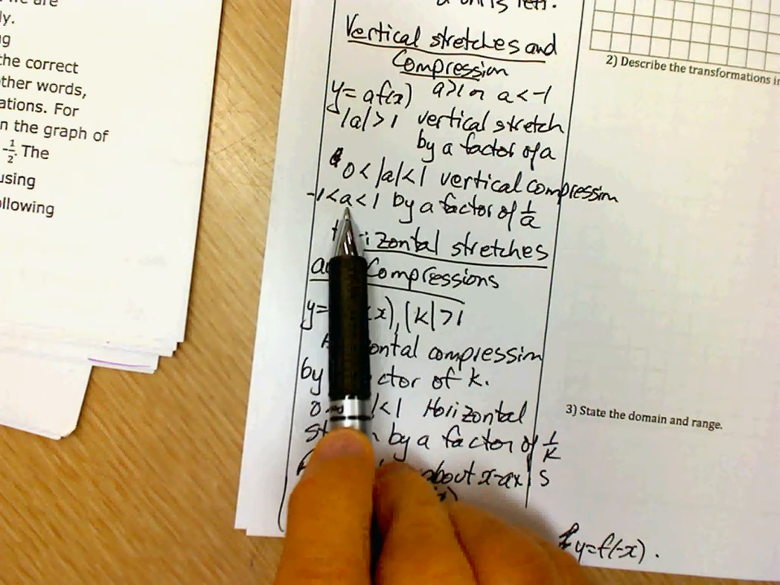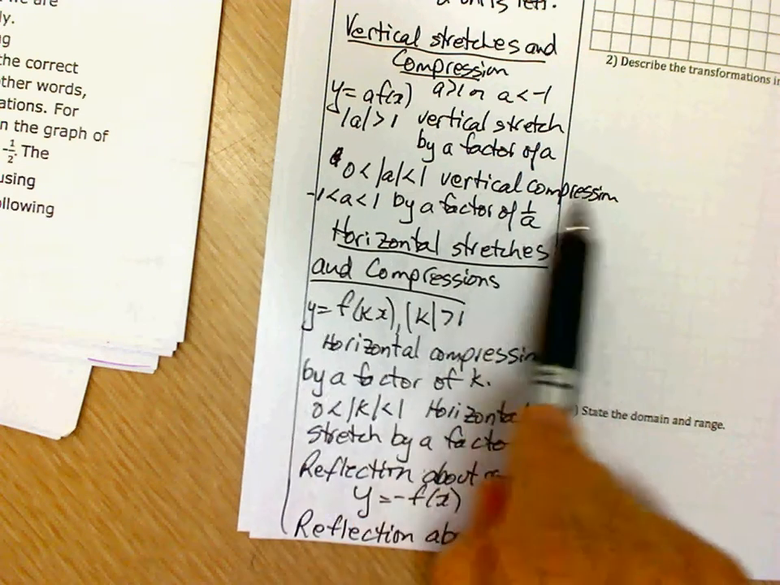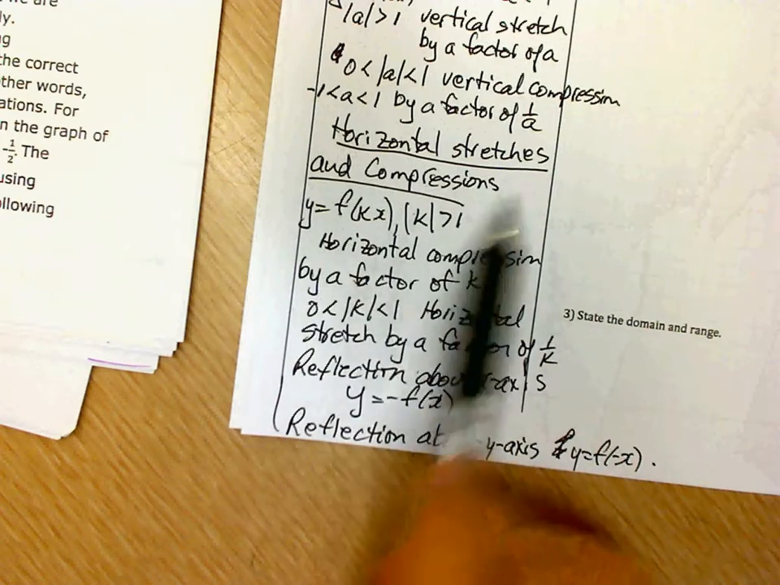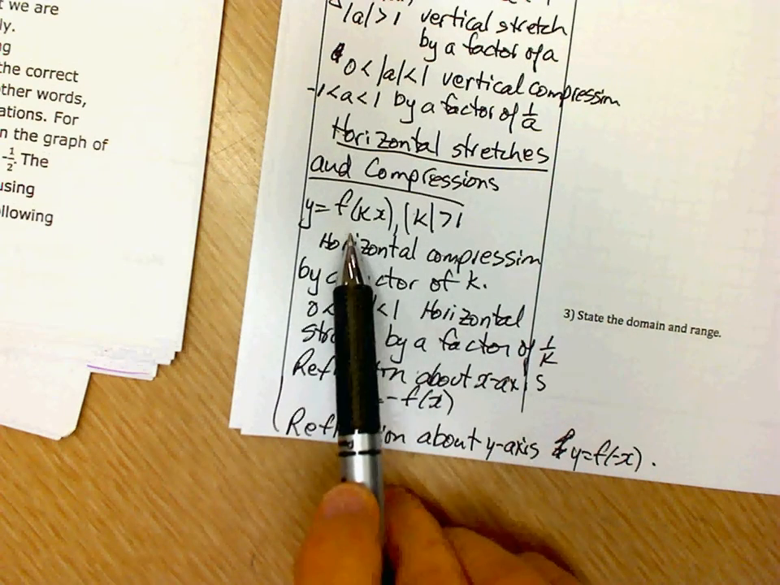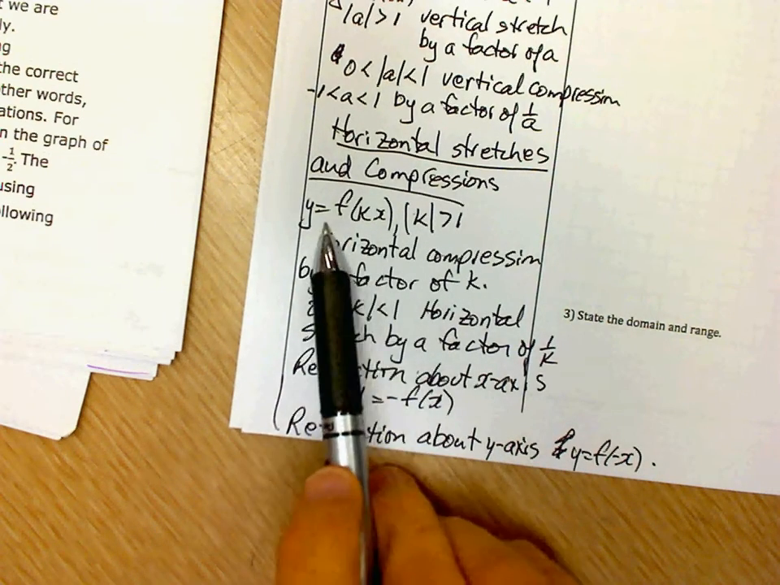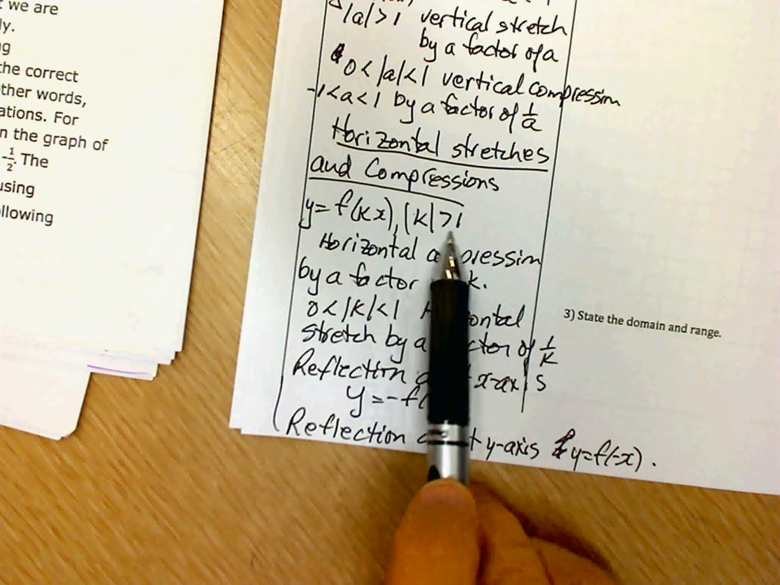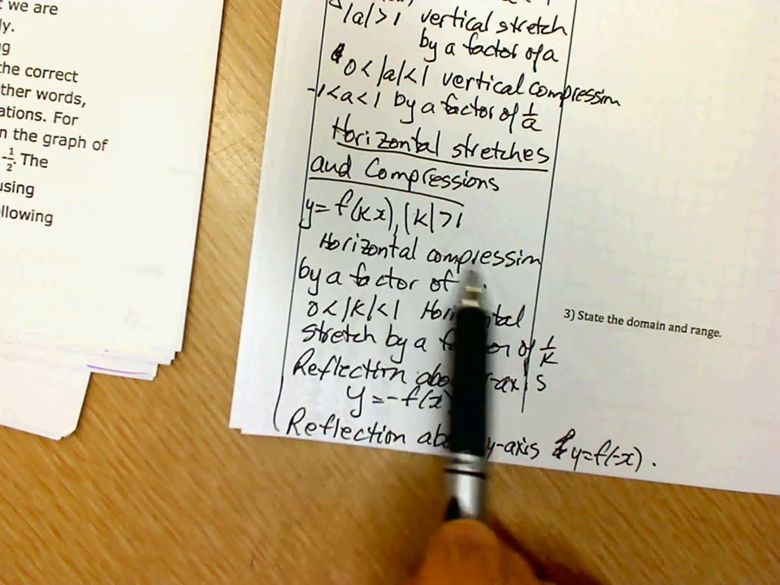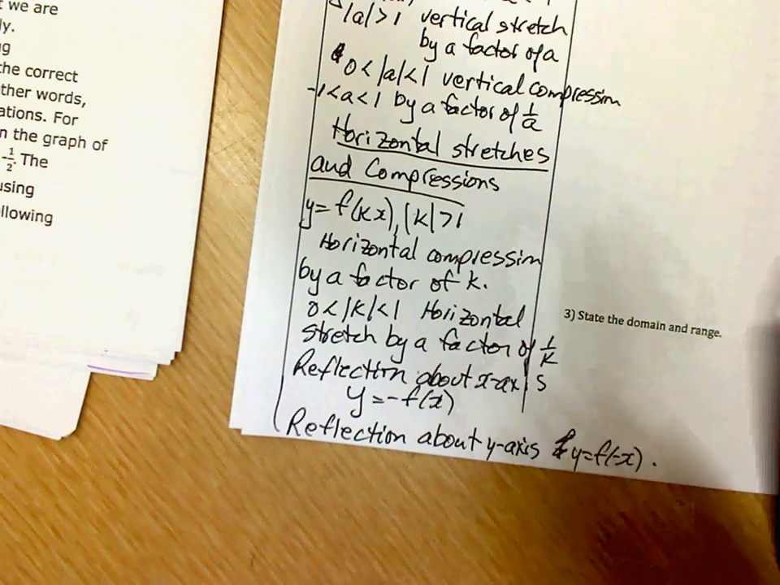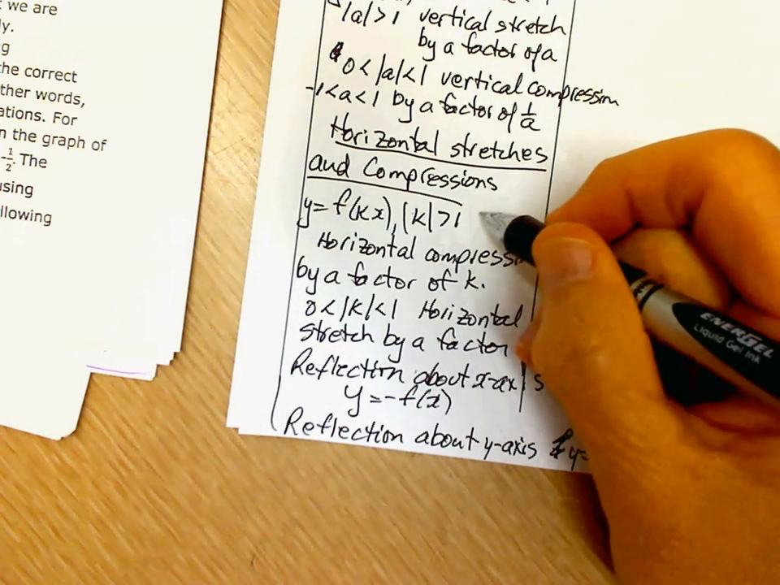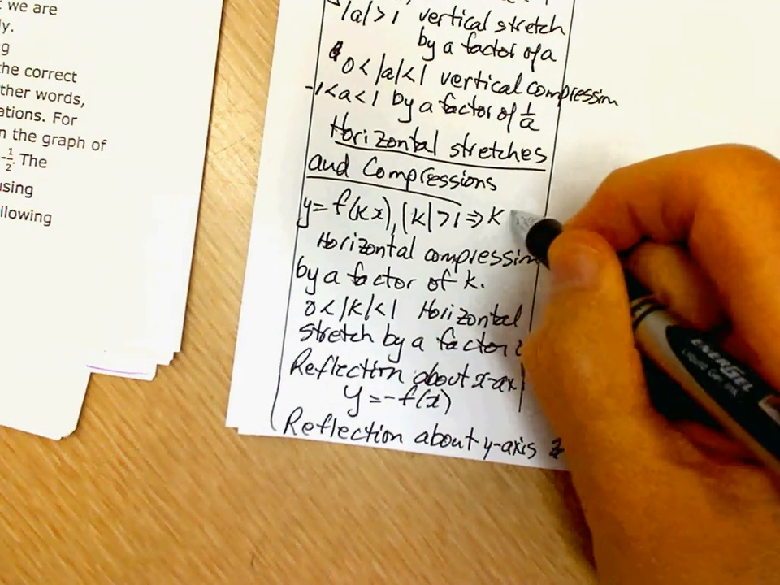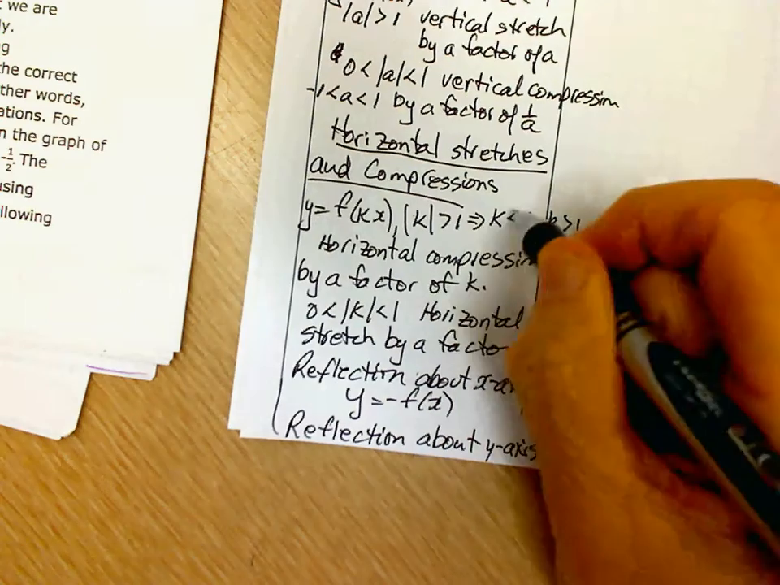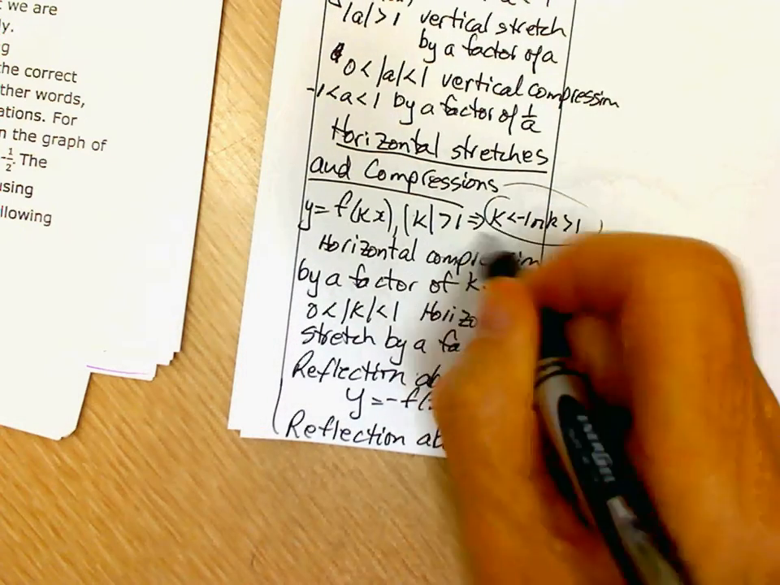Horizontal compressions and stretches, y equals f of kx. Absolute value of k is greater than 1. We get a horizontal compression by a factor of k. This is another way of saying k is less than negative 1 or k is greater than 1, right? This is a shortcut way of saying the same thing. We get a compression by a factor of k. I'm just double checking this because it's easy to make a boo-boo.